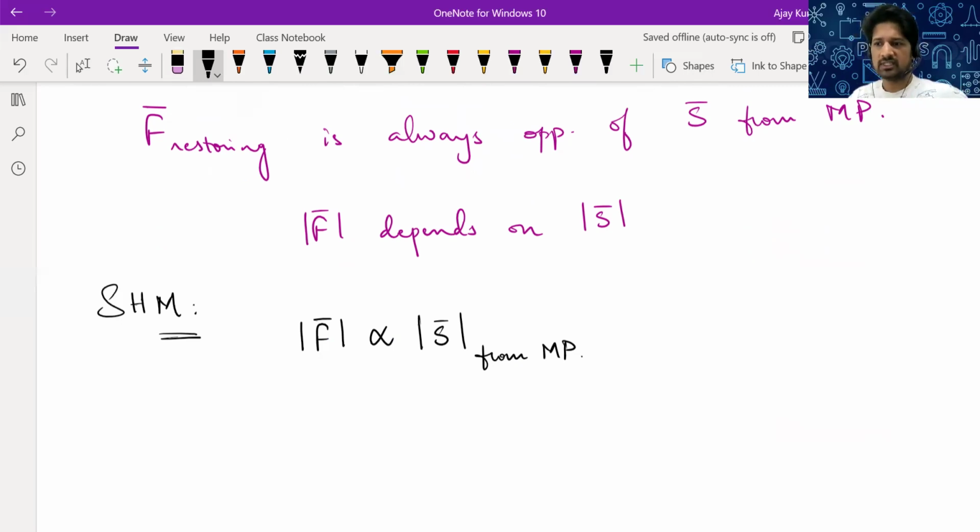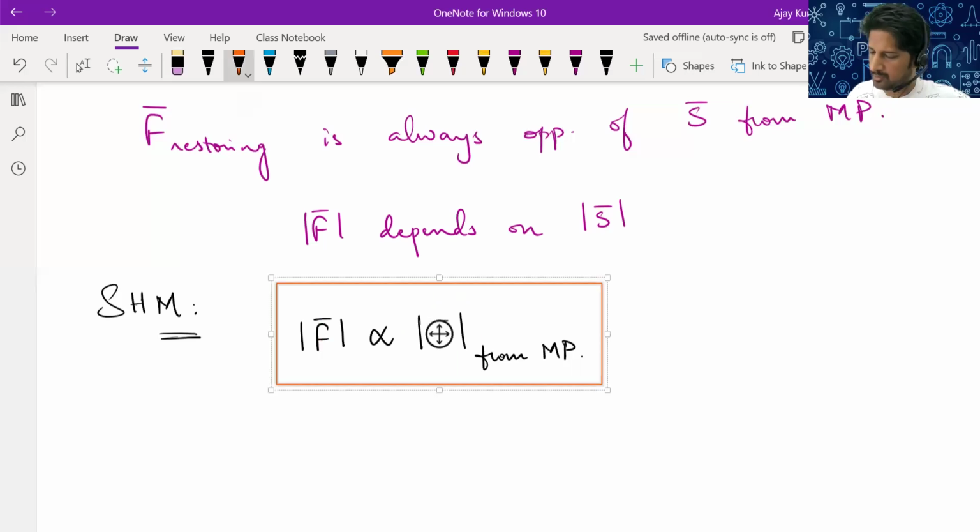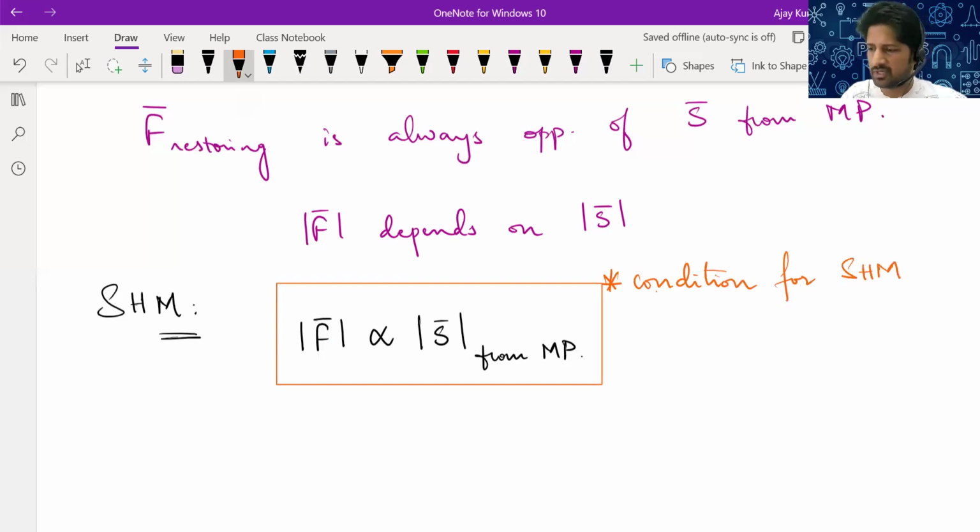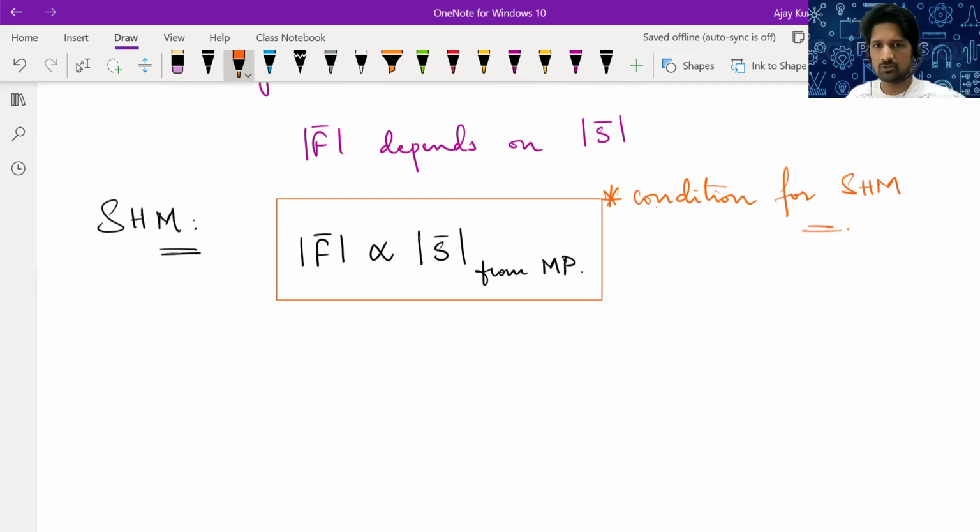And it is also understood that the strength or the magnitude of restoring force can vary based on how much the object is displaced from mean position. If it varies in such a way that the magnitude of restoring force is proportional to displacement from mean position, then it is called simple harmonic motion. So this is the condition for SHM. Very, very important. In fact, the most frequently used equation in this chapter is this only, force proportional to displacement. Okay, and you know its direction is opposite to displacement.